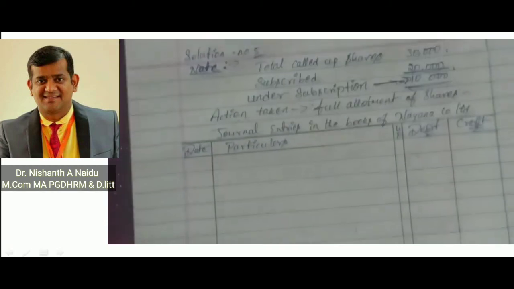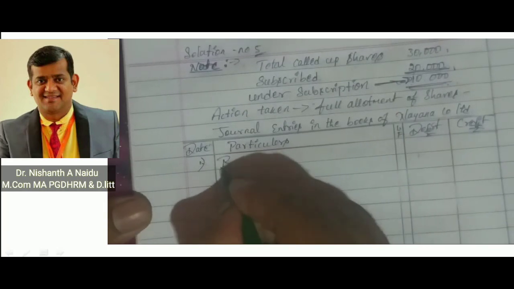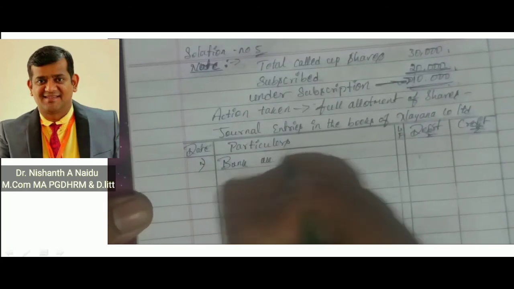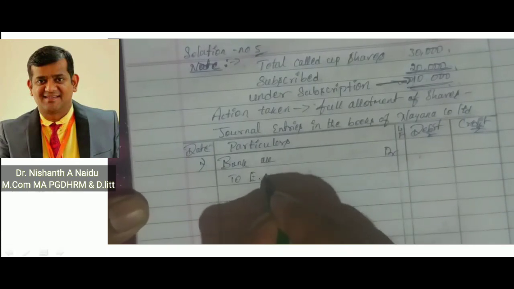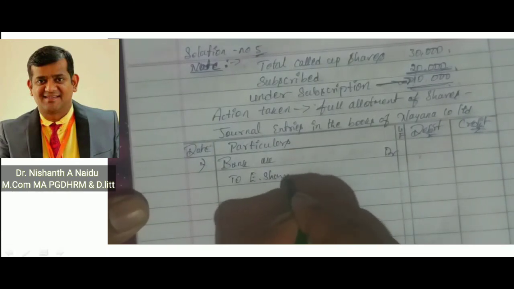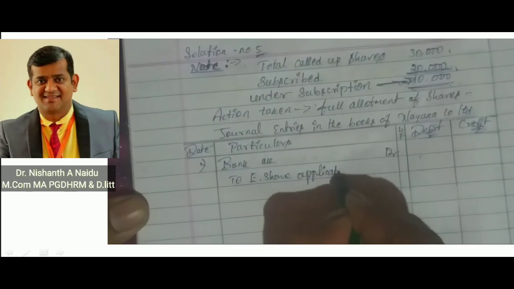So now journal entries, right? What is the first entry? Perfect. Bank account debit, to equity share application account. Yes, correct.